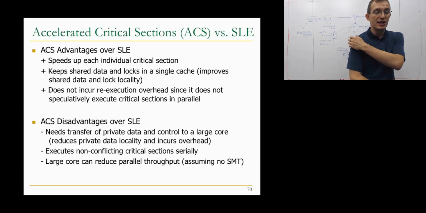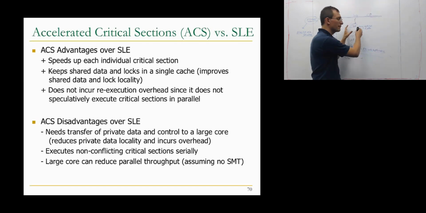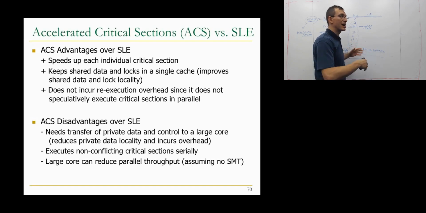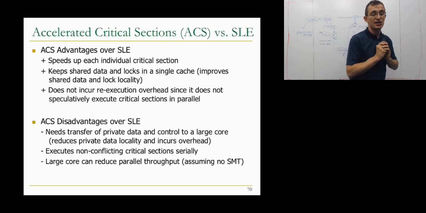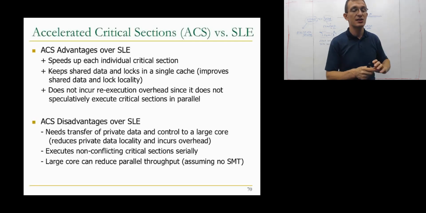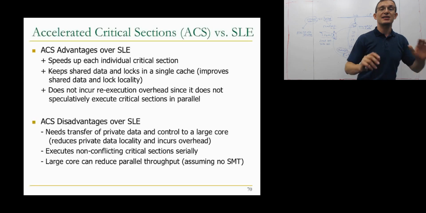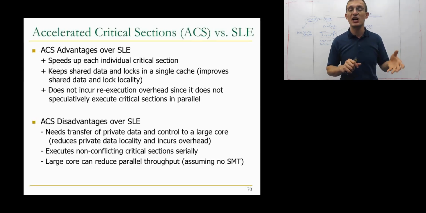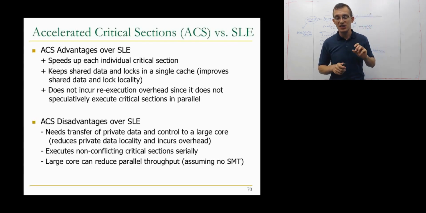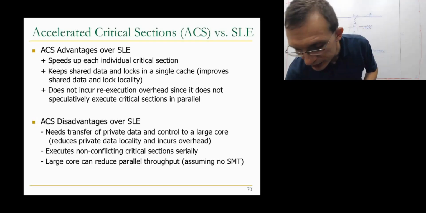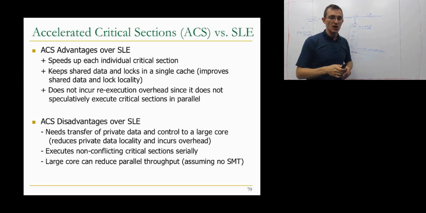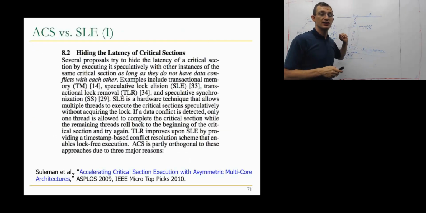The other disadvantage of accelerated critical sections is that whenever there's no conflict between the critical sections, speculative lock elision just makes sense, right? It basically keeps going, and it can parallelize these critical sections that would otherwise be executed serially. Accelerated critical sections doesn't do much about that. Even though there's no data conflict, the critical sections are serialized. And finally, accelerated critical sections use a large core and dedicate that large core for critical sections, and that large core can actually reduce parallel throughput. But we've discussed that if you add SMT, simultaneous multi-threading, to that core, you can reduce that effect of the loss in parallel throughput. So these are some conceptual advantages and disadvantages of accelerated critical sections.